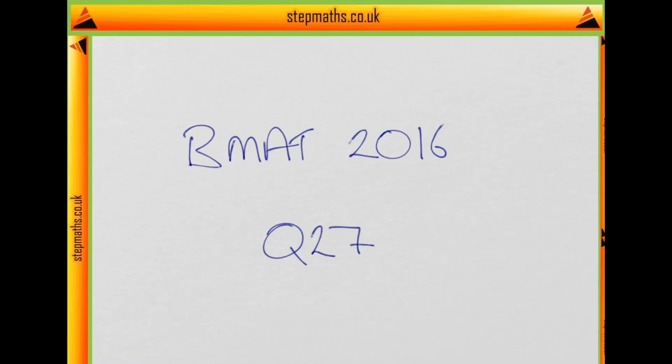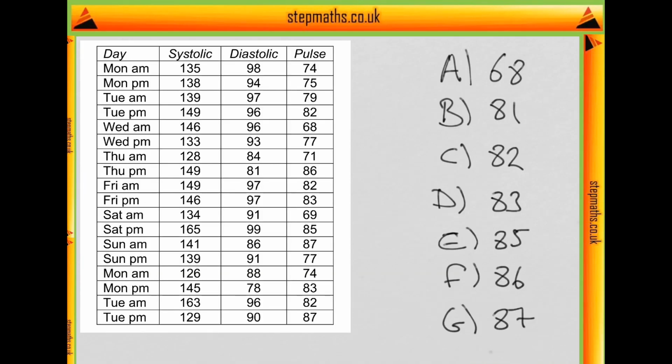Hi, today we'll be going through BMAT paper 2016, question 27. This question provides you with a table of information detailing the systolic and diastolic blood pressures and the corresponding pulse of a person in the morning and afternoon of an 8-day period, and asks you to find the day on which the difference between the systolic and diastolic blood pressures is the largest and to give the corresponding pulse of the person on that day.